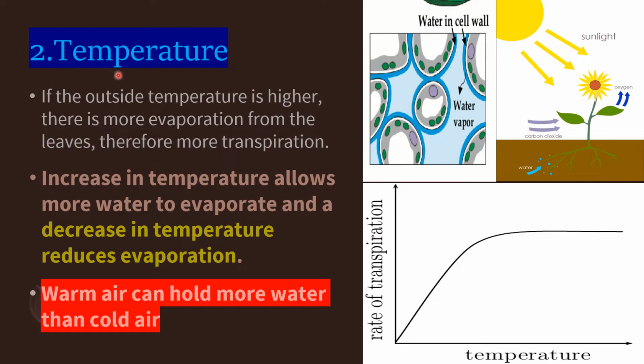The next external factor is temperature. If the outside temperature is higher, there is more evaporation from the leaves, therefore more transpiration. As temperature increases, the rate of transpiration also increases. That means temperature is directly proportional to the rate of transpiration. An increase in temperature allows more water to evaporate and a decrease in temperature reduces evaporation.